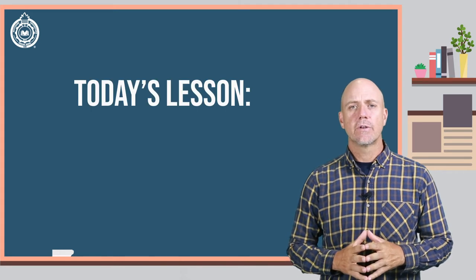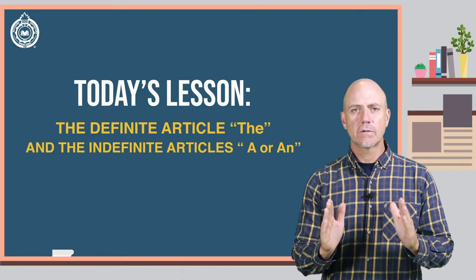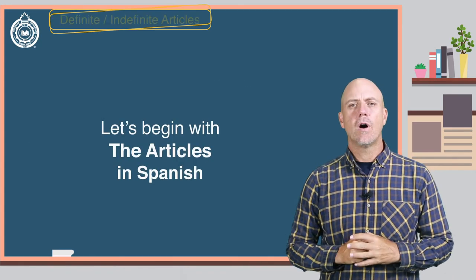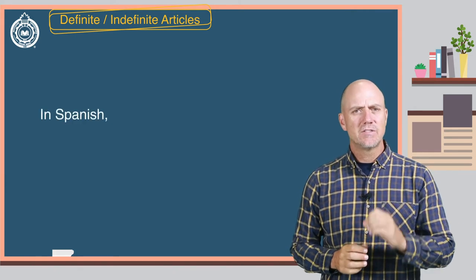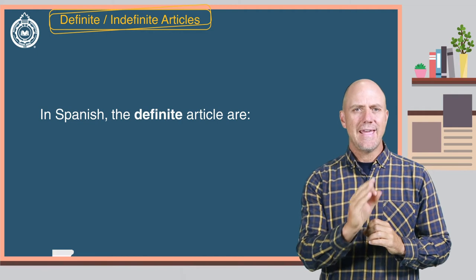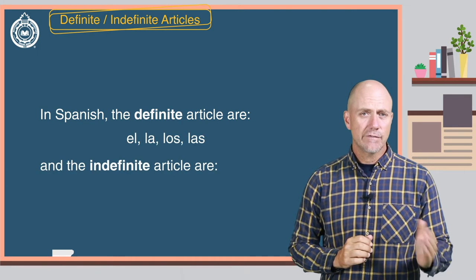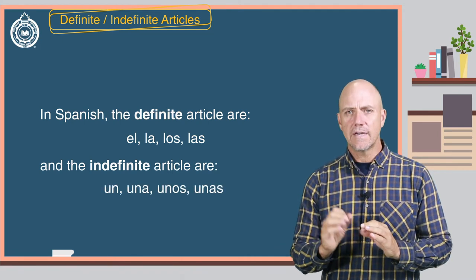Today, you are going to learn about the definite article, the, and the indefinite articles, a or an. Let's begin with what you already know, the articles in Spanish. In Spanish, the definite articles are el, la, los, y las. And the indefinite articles are un, una, unos, unas.